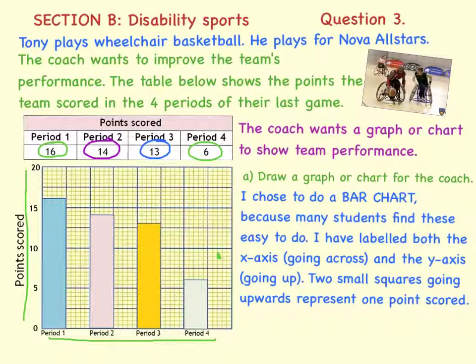In order to gain full marks when you are asked to draw a chart or a graph, you need to label both axes, as I've done here. The x-axis is the one that goes across, and the y-axis is the one that goes upwards. And the chart or graph needs to be reasonably accurate. If you do this, then you will gain full marks.